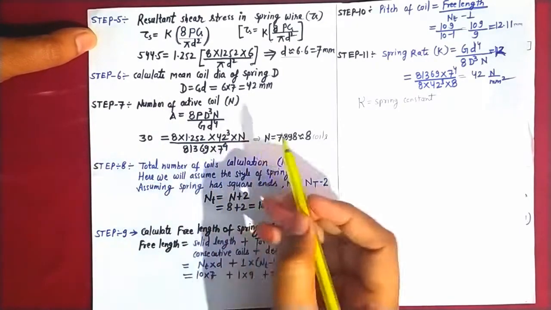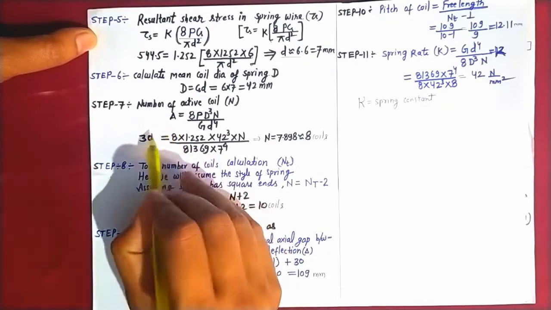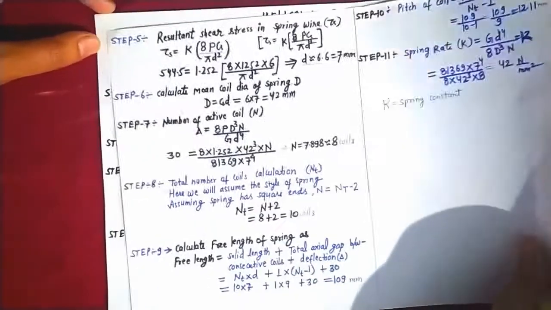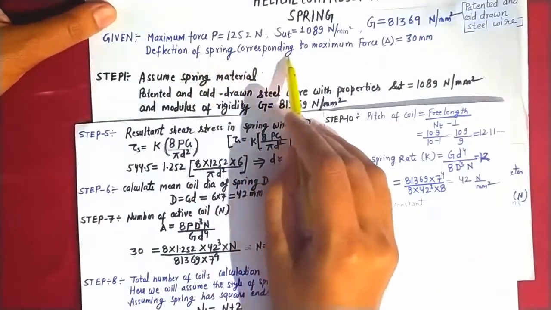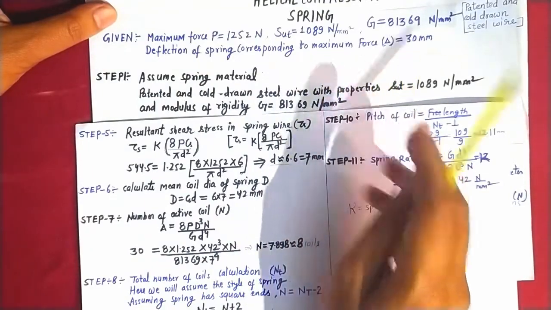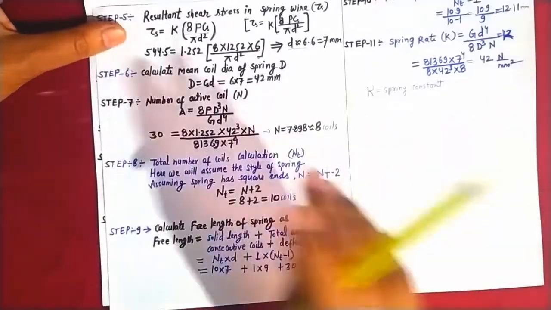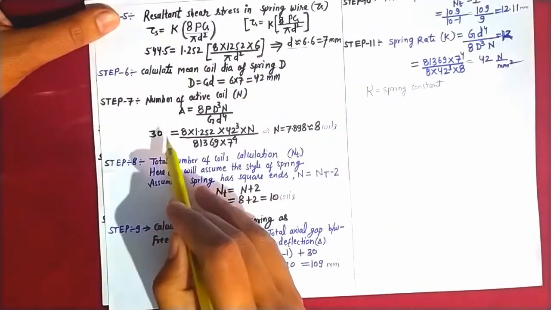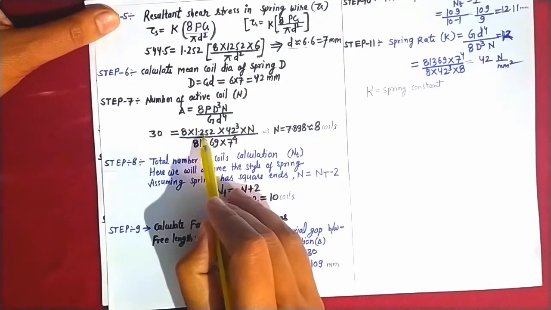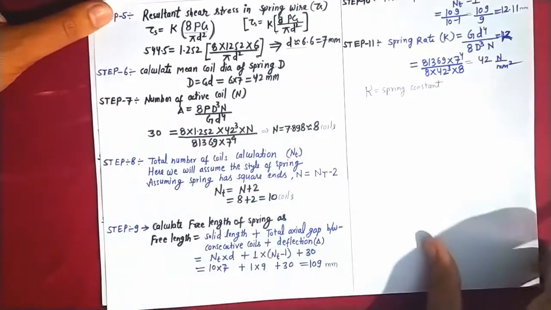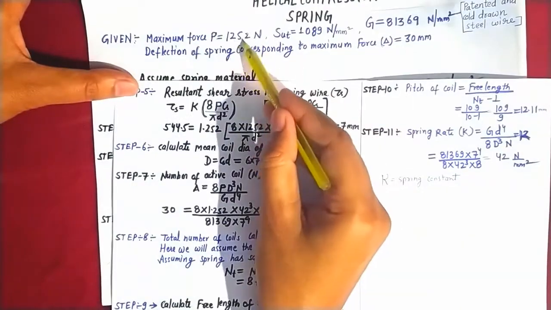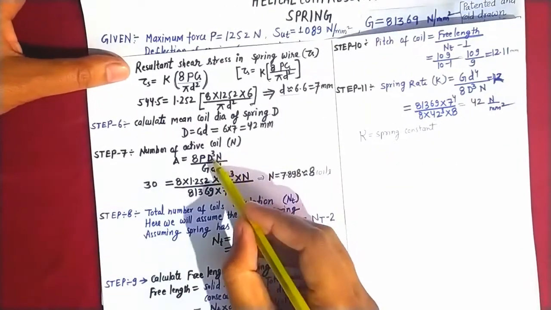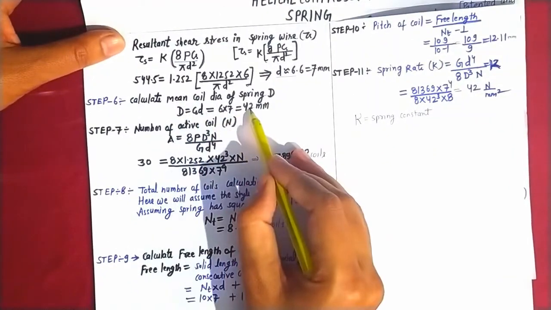So we know all these values, because delta is given as 30 mm here. Deflection of the spring corresponding to maximum force is given as 30 mm. So take this value from there. The 30 mm is taken from there, and P is given to us as 1252 Newton. That is, the maximum force is given to us as 1252 Newton. And D we have already calculated as 42 mm.